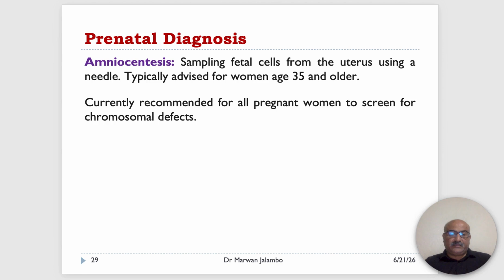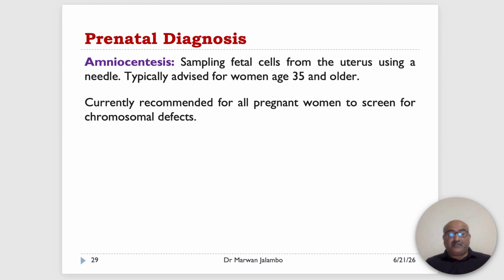But this does not occur in all countries, because there are different religions, and some religions like Islam prohibit or ban this procedure.